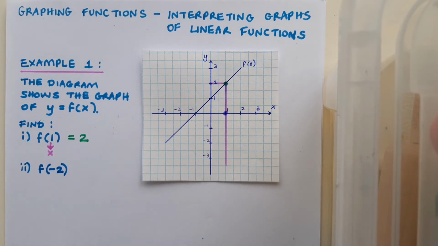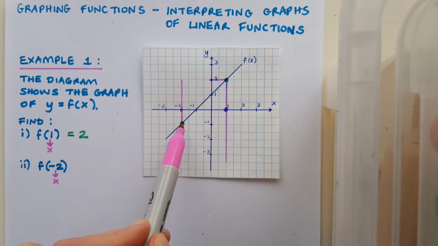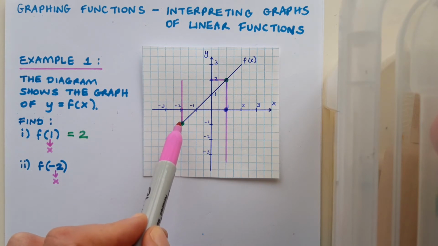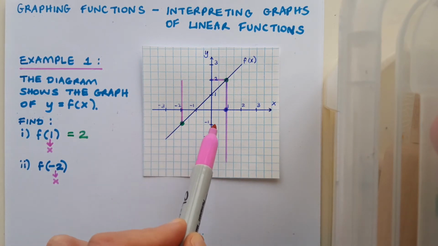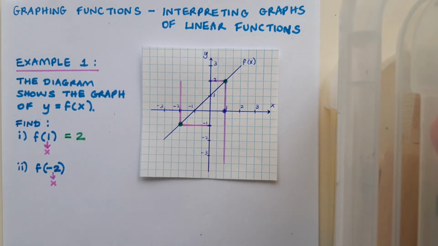Next, I want to find f of minus 2. Again, we know that the number in brackets after the f represents an x value, so I'll go to minus 2 on the x-axis, and I'll draw a line down vertically through it until I hit the f of x line. This vertical line meets my graph at this point here, and now I'll draw a horizontal line through that point to see where it goes on the y-axis. Again, the value that I land on the y-axis is my solution, and this time it's minus 1.